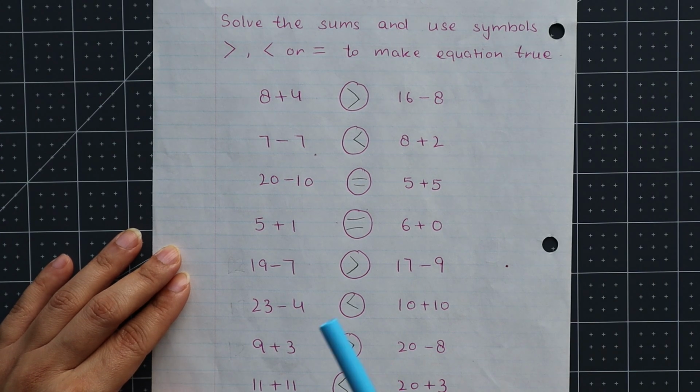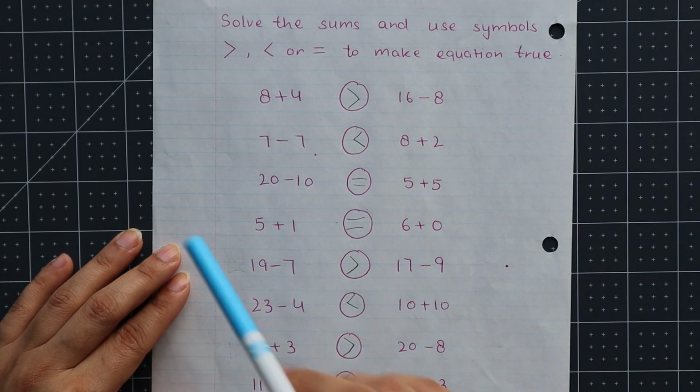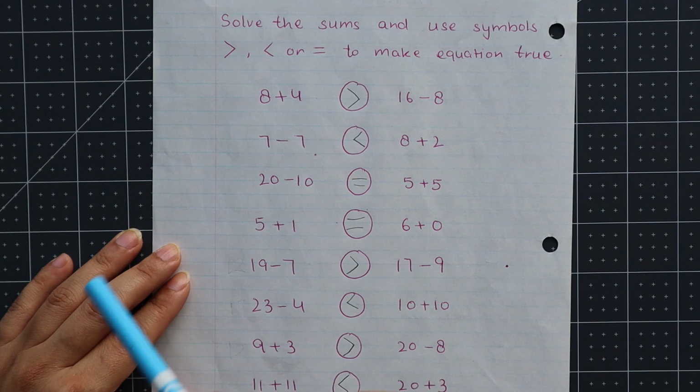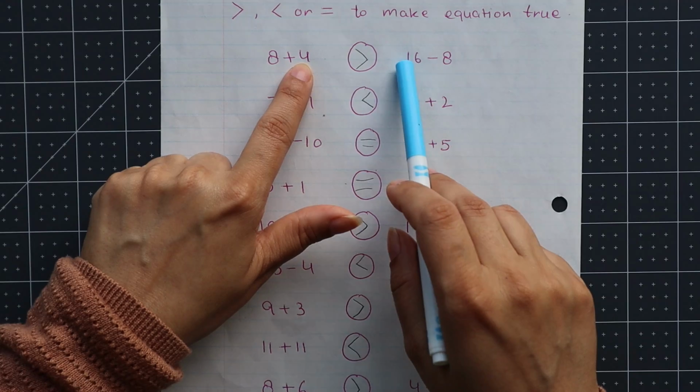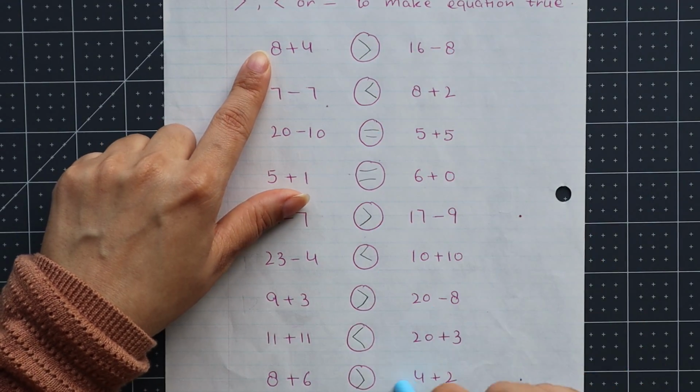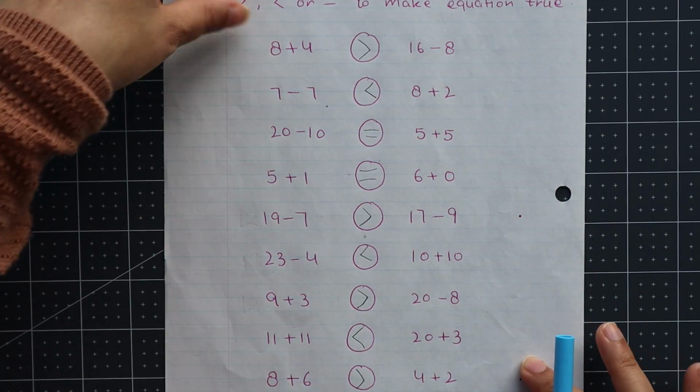Next we have again solve the sums and use symbols like greater than, less than, or equals to make equations true. First the child has to solve these equations and then use the appropriate symbol to make the equation right.